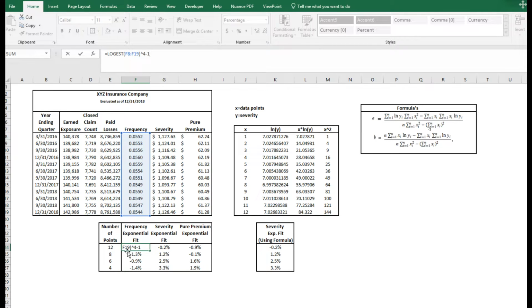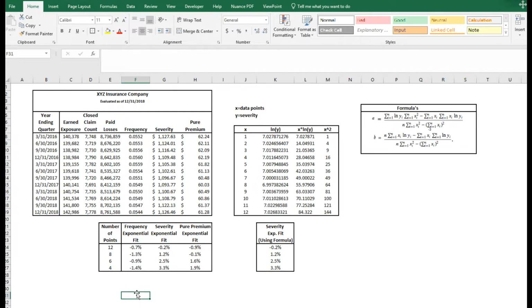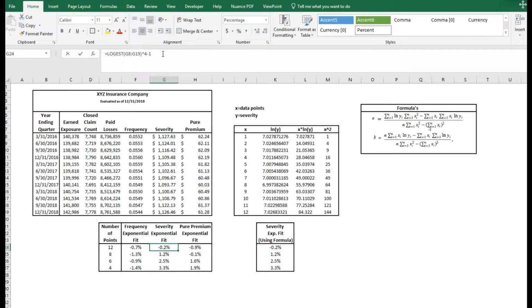So I have a 12-point, I have an 8-point, taking 8 points now. And then I have a 6-point, taking six points there, etc. So I have a fit for the frequency data here. I have a fit for the severity data, and then I have a fit for the pure premium data.